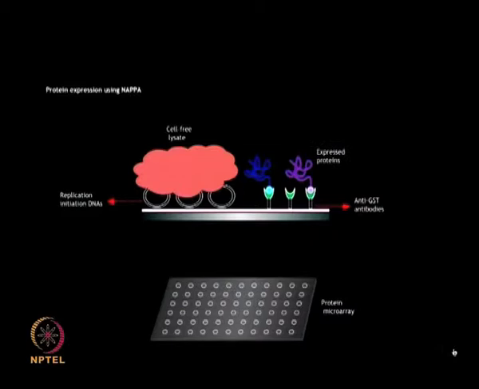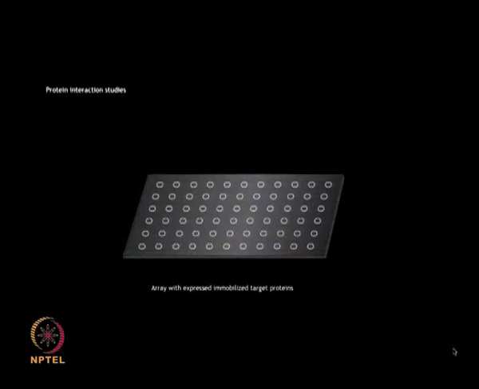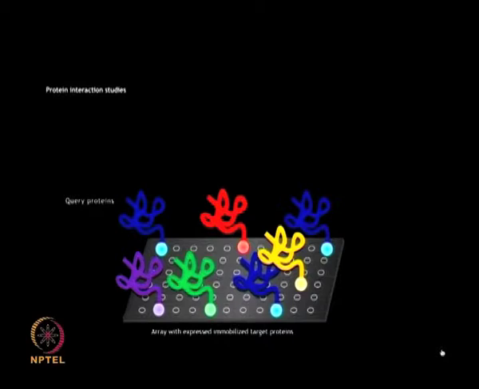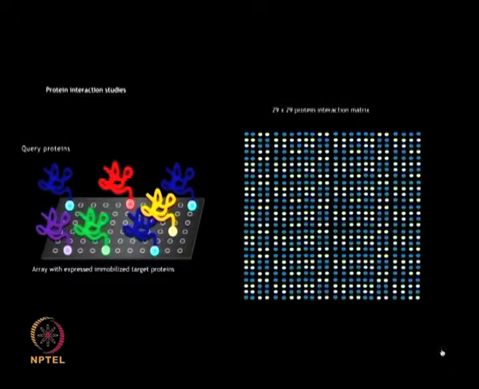The expressed proteins bound to the anti-GST antibodies, which are the capture antibodies present on the array surface. The authors made use of each of these expressed proteins to probe another duplicate array of the same 29 proteins, thereby generating a 29 by 29 protein interaction matrix. 110 interactions were detected between proteins of the replication initiation complex, of which 63 were previously undetected.